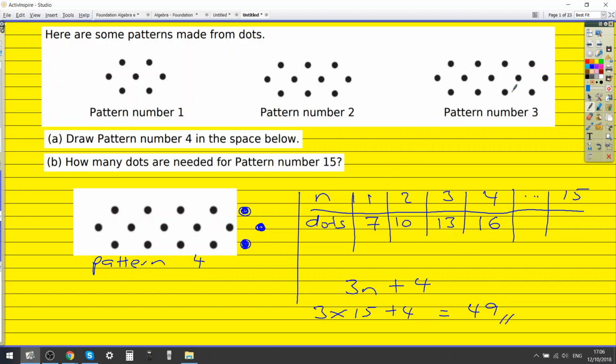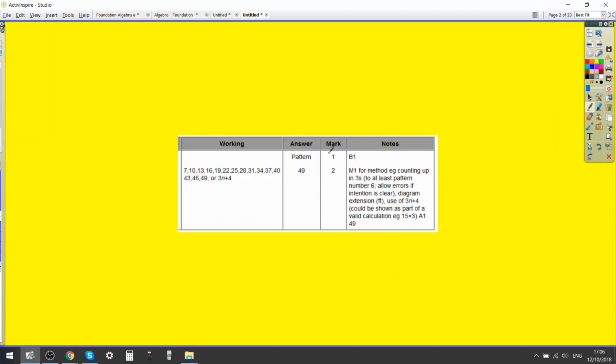Yeah, so part A is easy enough. You just add on the 3 dots. And what that shows you is it's going up in 3s. So it's the 3 times table, except 4 bigger. So 3n plus 4. And then when n is 15, you work it out. Any questions there? No, not really. Okay, so I think this is the easiest way to do these. Make a table, find the rule, and sub it in. But there's no quick way. Okay, so we got 49, 1 mark, 2 marks.